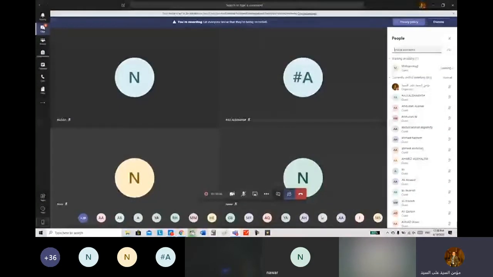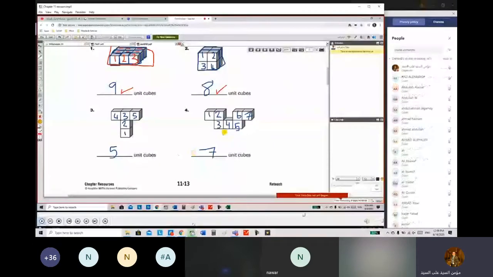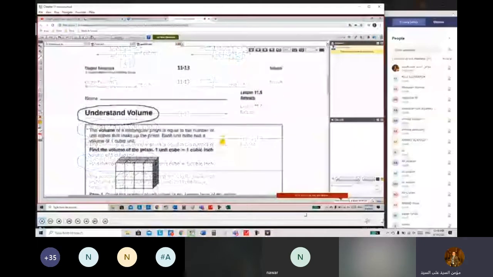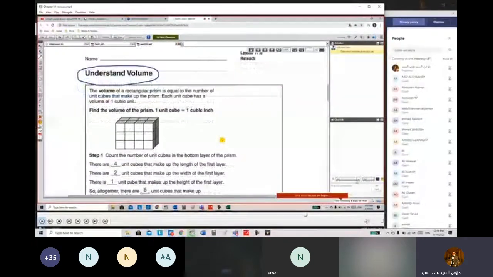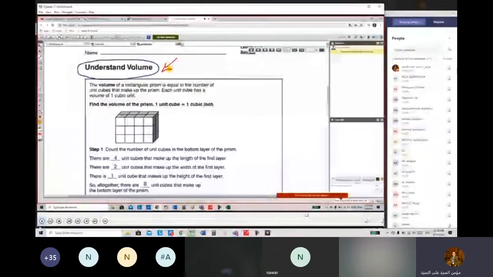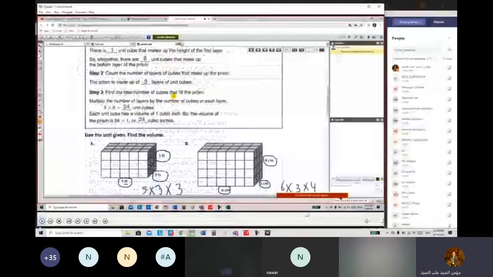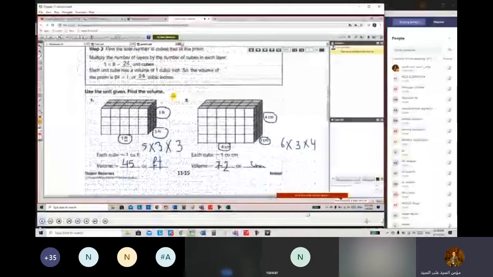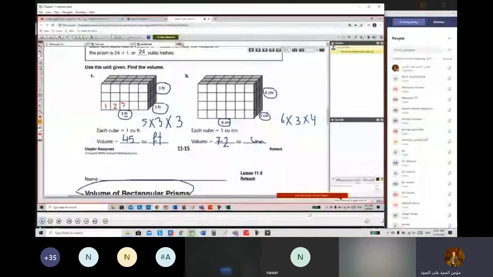The next page is about how to understand the volume. The volume is about the number of unit cubes in the figure. Let's count. We have here 1, 2, 3, 4, 5. So this 5 cubes is about 5 feet as length. And we have here 3 cubes as width. And we have another 3 cubes as height.